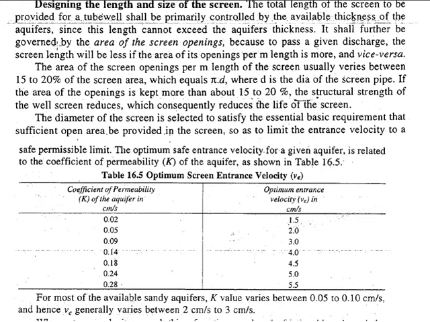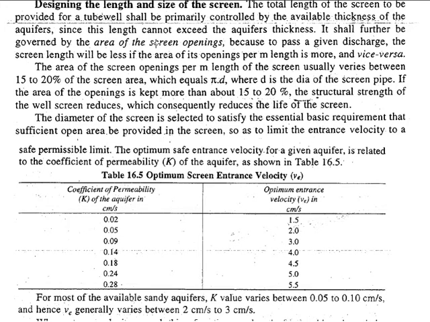The next important thing is designing the length and the size of the screen. What should be the appropriate length should also be considered when designing the screen. There is one simple principle: the length of the screen should be such that the area of the screen openings is adequate for a given discharge of water through these openings.